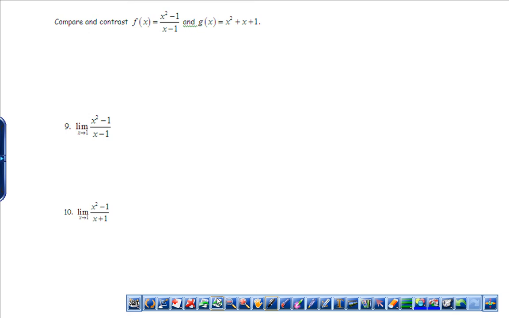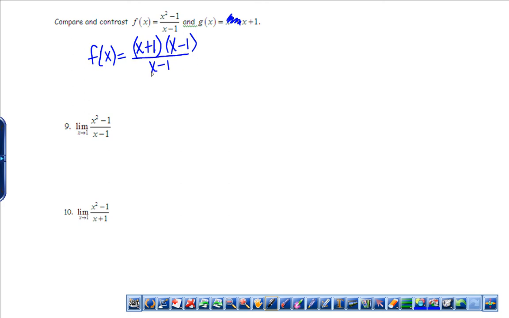Okay. It says compare and contrast your function f of x equals x squared minus x over x squared minus 1 over x minus 1, and g of x. This is a mistake here; this should be x plus 1. All right, so let's see, f of x equals, this right here factors, so I'm going to go ahead and say x plus 1 and x minus 1, and that's over x minus 1.